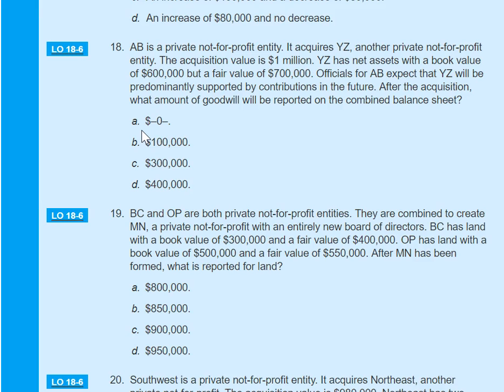But if they would have some certain source of support, for example membership fees or dues, then they could record this 1 million minus the 700,000, 300,000, as goodwill. Since it is mentioned that they will be predominantly supported by contribution, they cannot record it as goodwill. Rather, they will show this $300,000 amount, this excess amount, as a reduction in their unrestricted net assets. So if you go to page number 833, you will see the explanations there.